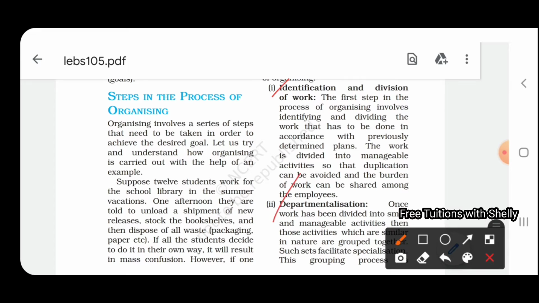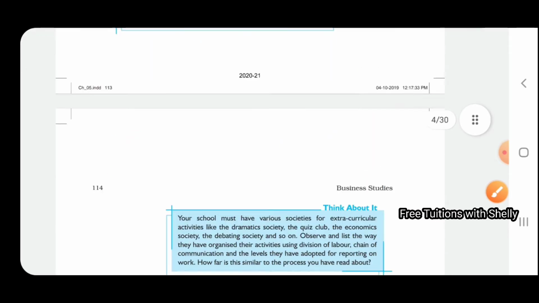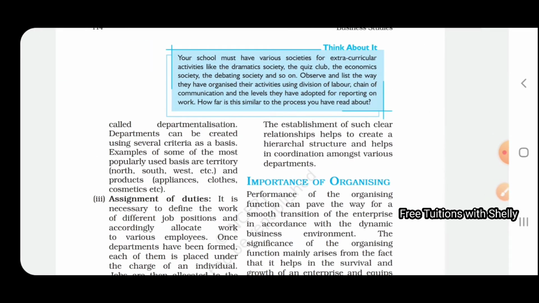Next is departmentalization. Once the total work is divided into small activities, it has to be allotted to different departments. So the finance matters will be done by the finance department, the marketing activity will be done by the marketing department. Different departments can be created with several criteria. For example, the most popularly used bases are territory, north, south, west, or you can use departments like appliance department, clothes department, cosmetic department. So different departments can be formed according to the nature of your business.